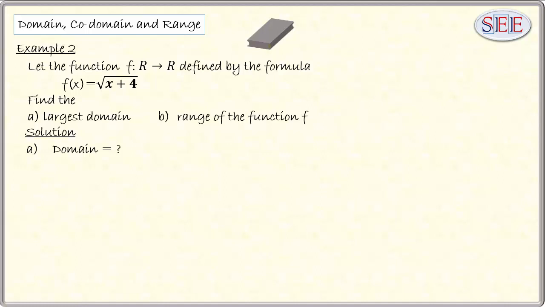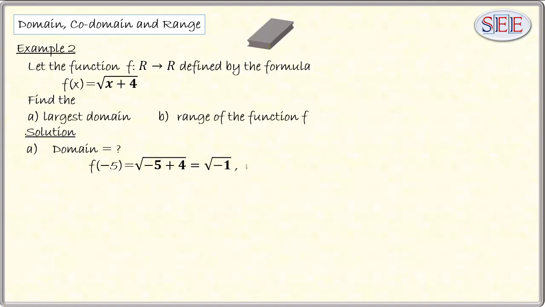As we have seen in the formula, we have a square root. So what we should be thinking about is the square root of a negative number. So what we are to get is the likely values of x that when substituted in this formula, the answer will be a square root of a negative number. It is those values that we exclude from the domain.